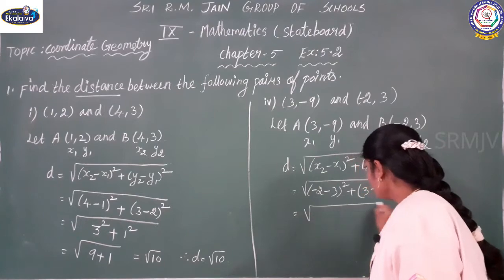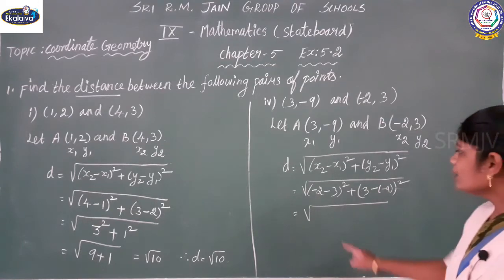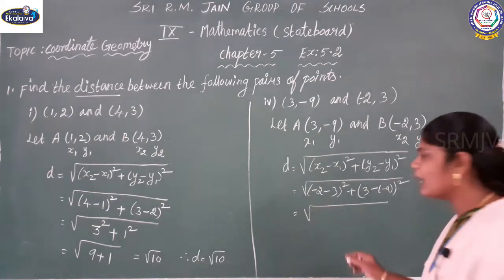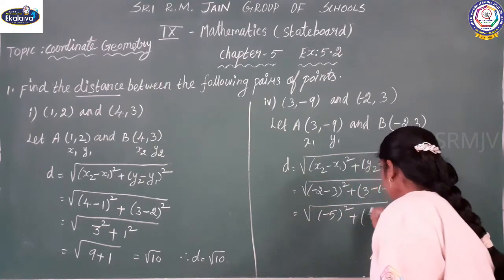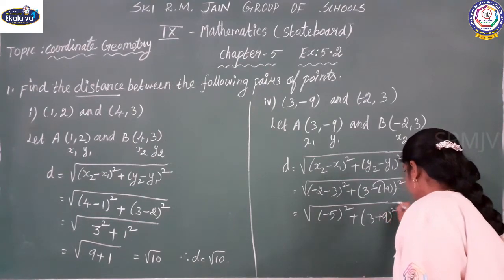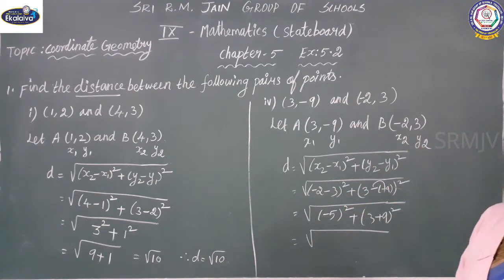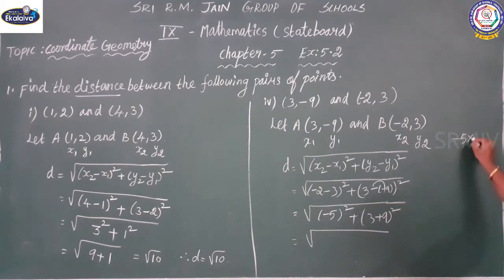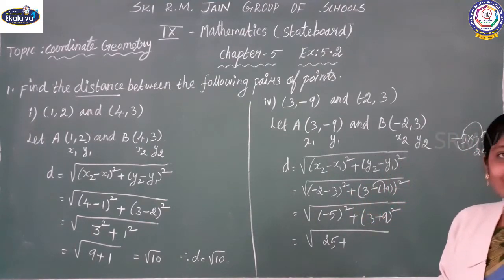So root of minus 2 minus 3, both the numbers have the same sign, so we need to add. So minus 2 minus 3 what you will get, children? Minus 5. So minus 5 the whole square plus 3 minus into minus plus 9 the whole square. Root of minus 5 the whole square what you will get, children? See here minus 5 into minus 5. 5 5s are 25, minus into minus plus. So plus 25 plus 3 plus 9 what you will get, children? 12.